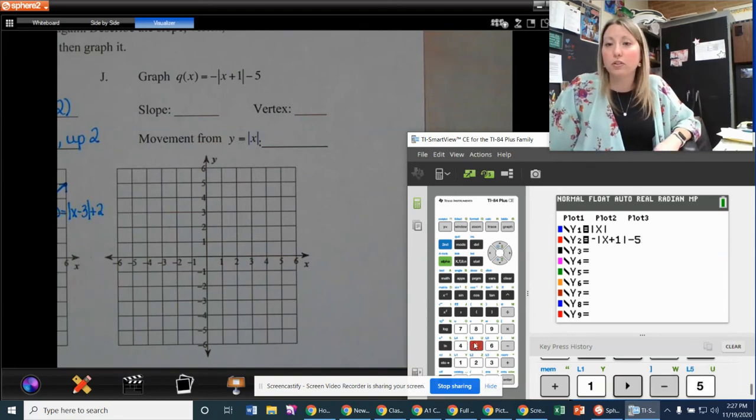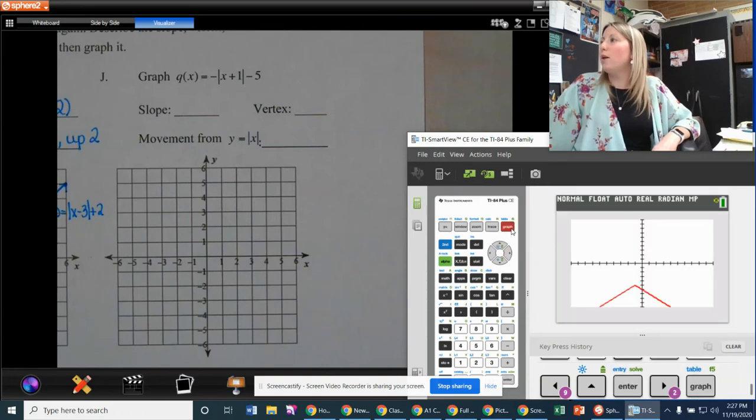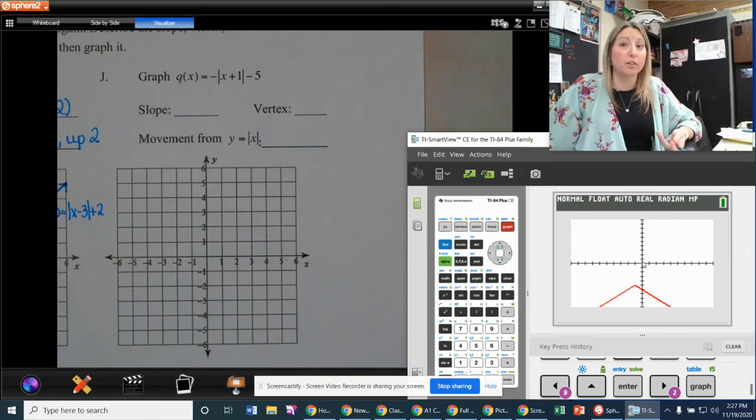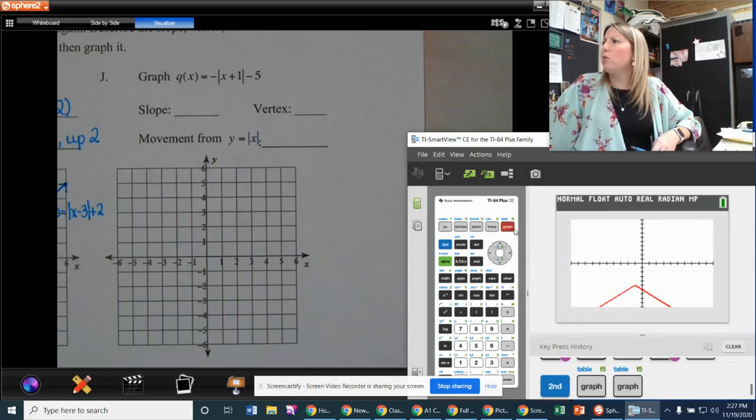Cool. I don't know what this is going to look like. In fact, I don't want to compare it to anything. So I'm just going to press enter, get rid of my parent function. I only want to see this red one. So if I press graph, I'm only going to see the red one. And there it is. Okay. No problem. No sweat. Let's see what the points are. Second and graph. Wait a minute. Let me go back to the graph.